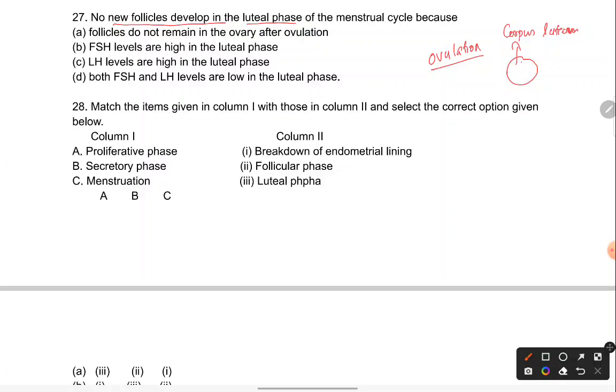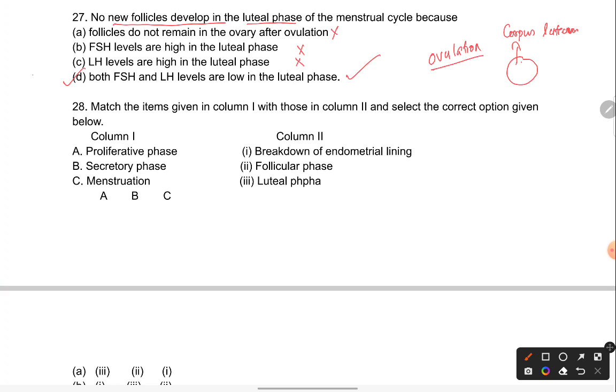Why? We can see the options. Follicles do not remain in the ovary after ovulation. Is it right? Many follicles are there, so that is wrong. Then B, FSH levels are high in the luteal phase. It's wrong, FSH levels are not high. Then C, LH levels high in the luteal phase. No, it is very high during ovulation; after that the level will change. And the last one, both FSH and LH levels are low in the luteal phase. Okay, the levels are low, so that is the correct answer. So D is the correct answer.